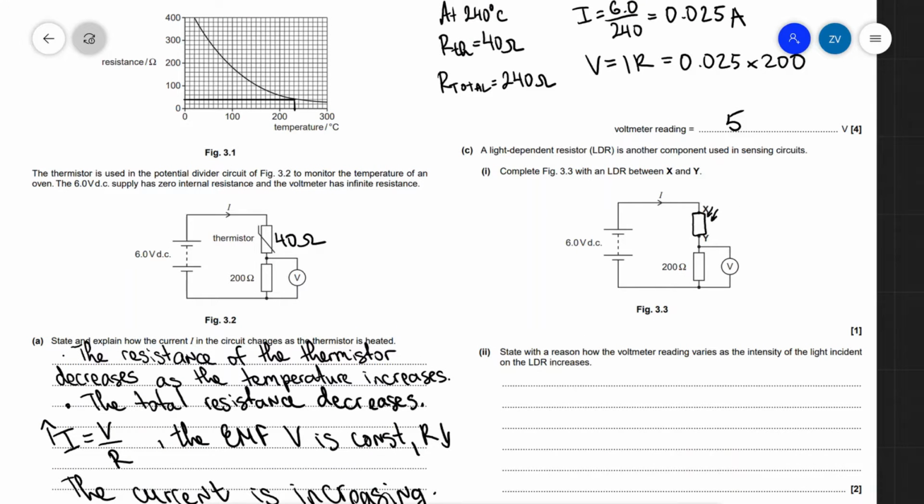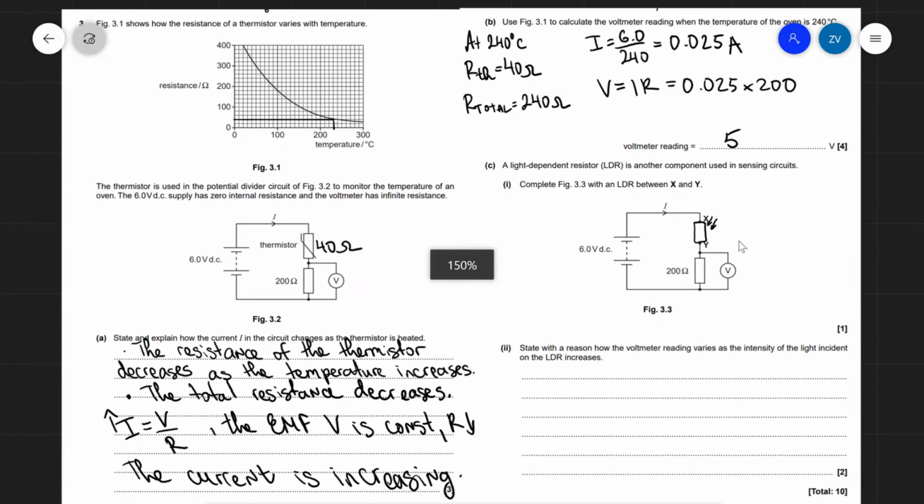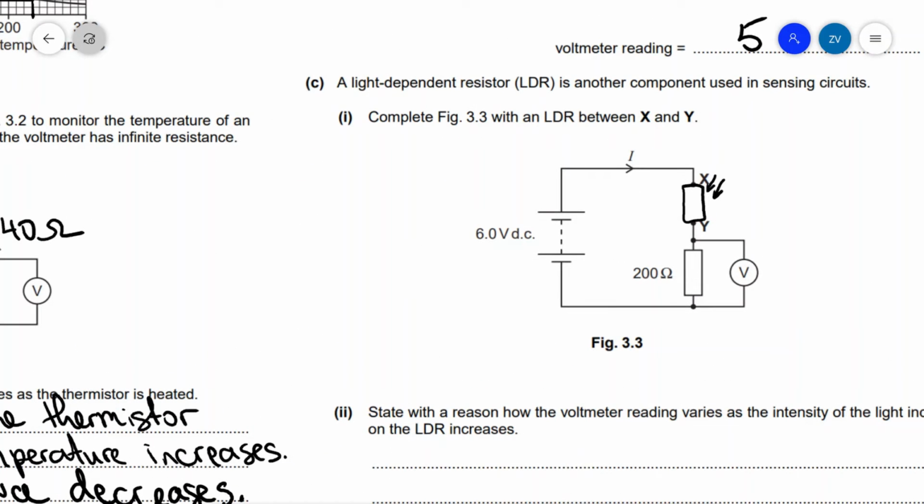So part C, a light-dependent resistor is another component used in sensing circuits. Complete figure 3.3 with an LDR between X and Y. And look at that, I've already done this. So I've included a little LDR. So remember, that's just the standard resistor symbol with some arrows which are falling on top. The circle is generally not required.